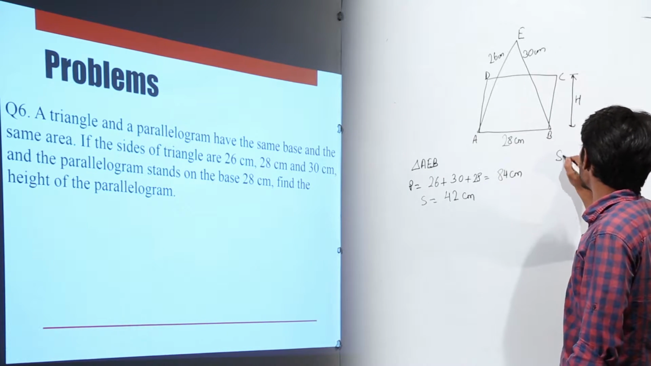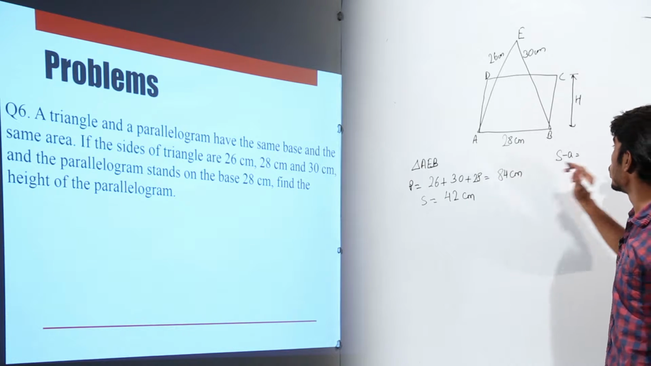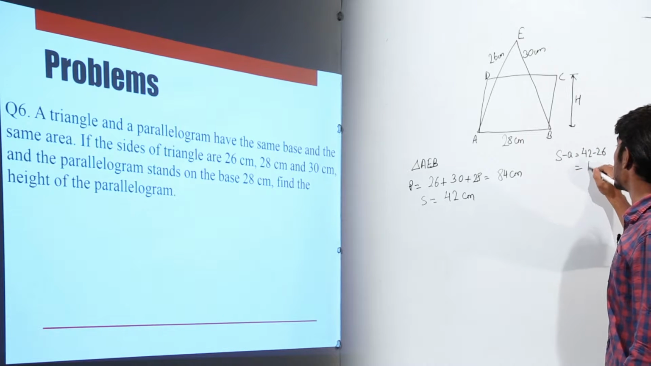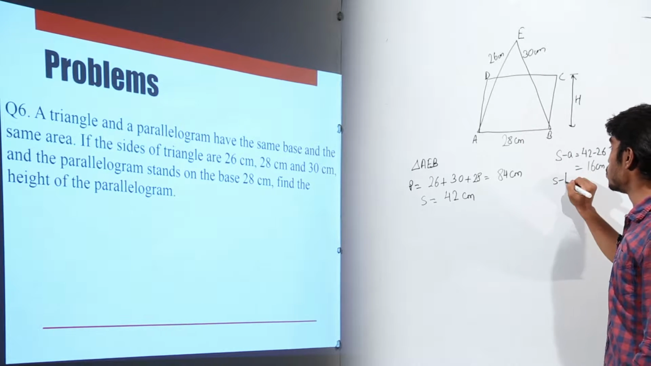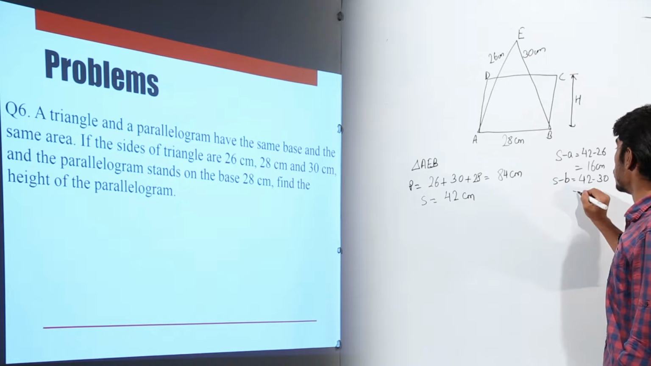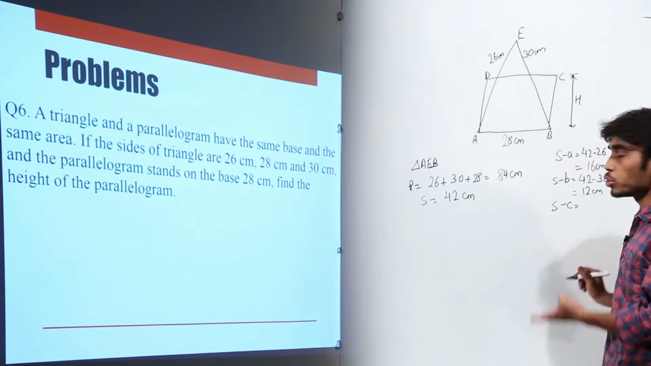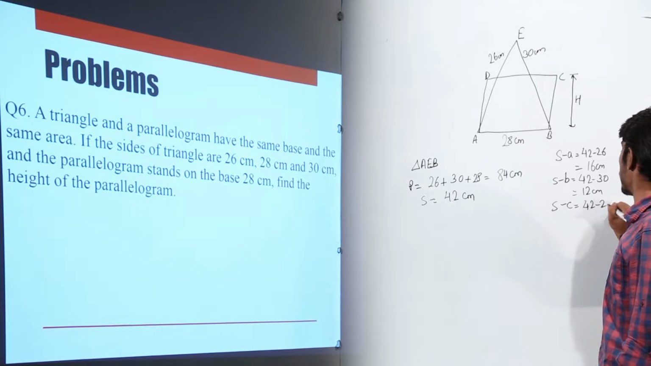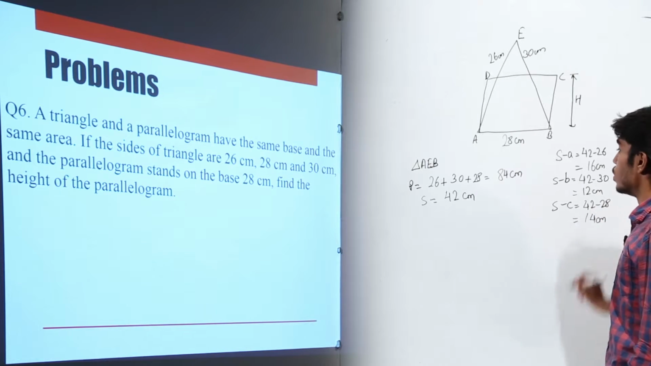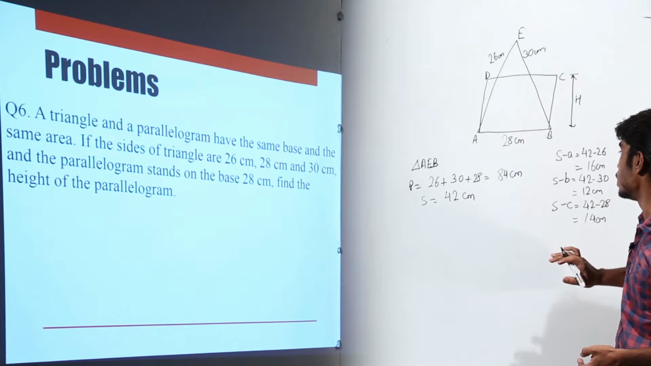So let's calculate S minus A. S minus A would be 42 minus 26, which is nothing but 16 centimeter. S minus B would be 42 minus 30, which is 12 centimeter. S minus C would be 42 minus 28, which is 14 centimeter. So we've got the values of S, S minus A, S minus B and S minus C.